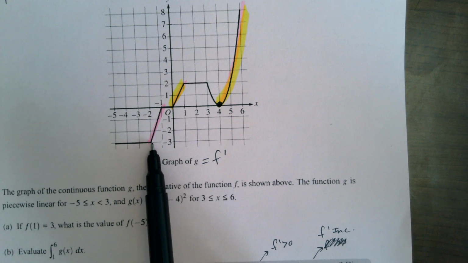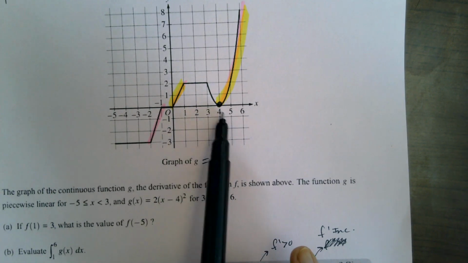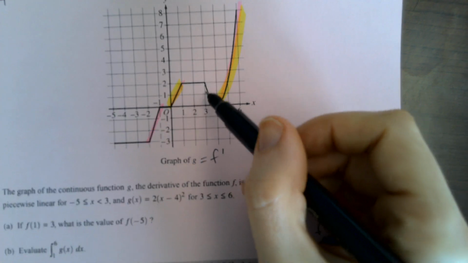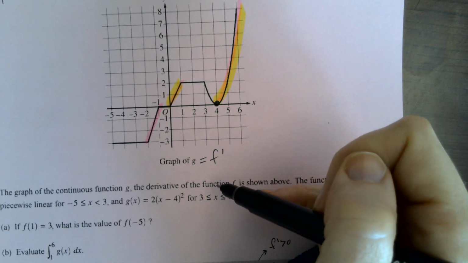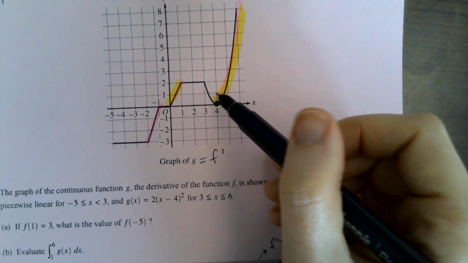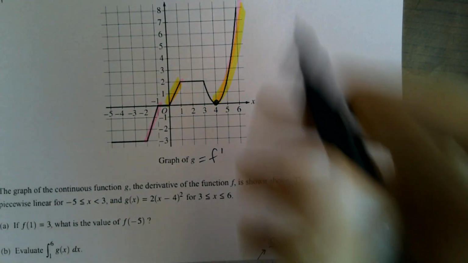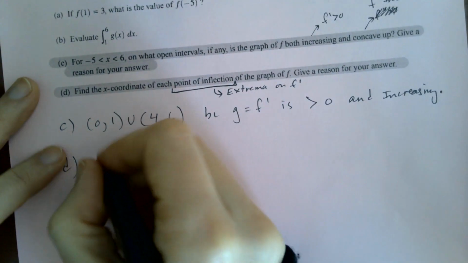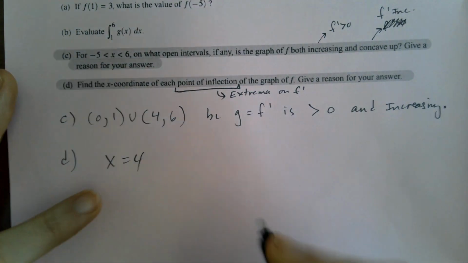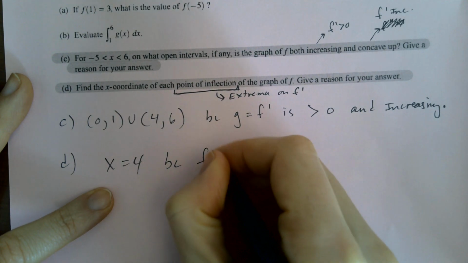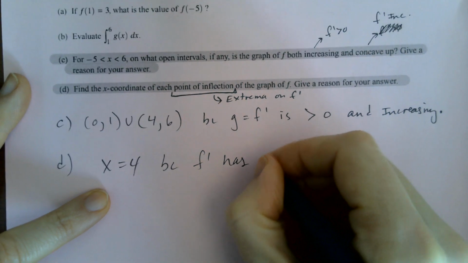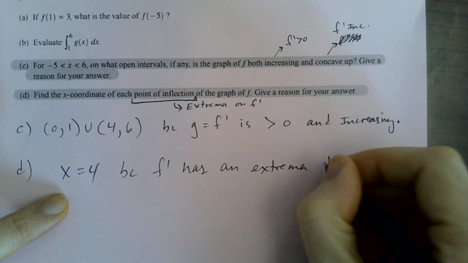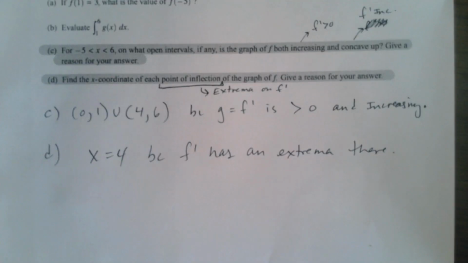None of these other endpoint things are extrema, because for an extrema the graph has to go from decreasing to increasing, or vice versa. There needs to be a change from increasing to decreasing, or vice versa. And this is the only place where that's happening. So x equals 4. And then I can say because f prime has an extrema there.